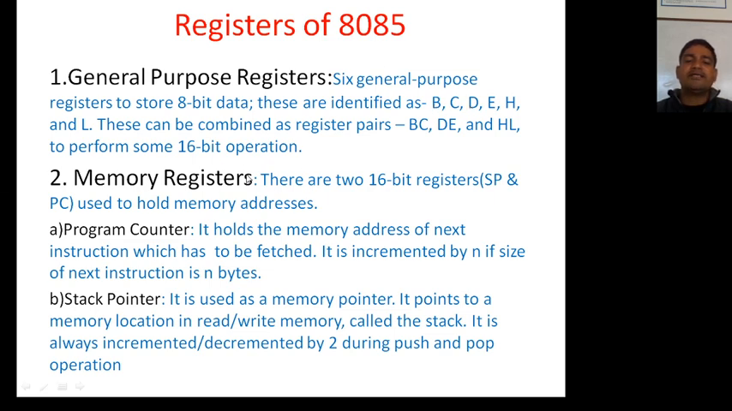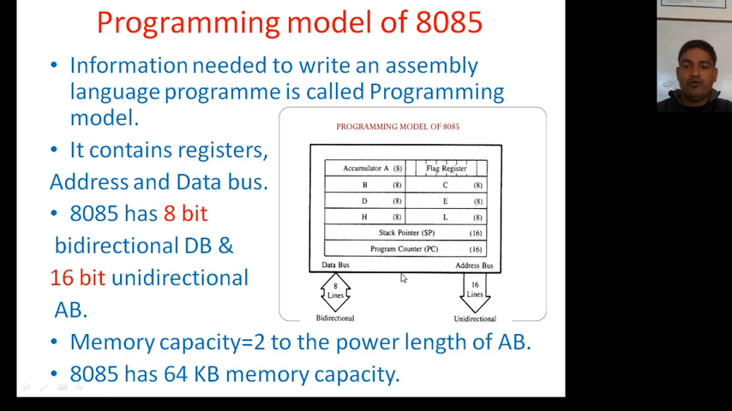Next one is the memory register. As the name indicates, the memory register holds the memory address. There are 2 registers, the program counter and the stack pointer. The size of the program counter is 16 bit and the stack pointer is also 16 bit. Why is the size of the stack pointer and program counter register 16 bit? Because they hold addresses and the length of the address bus is 16 bit.